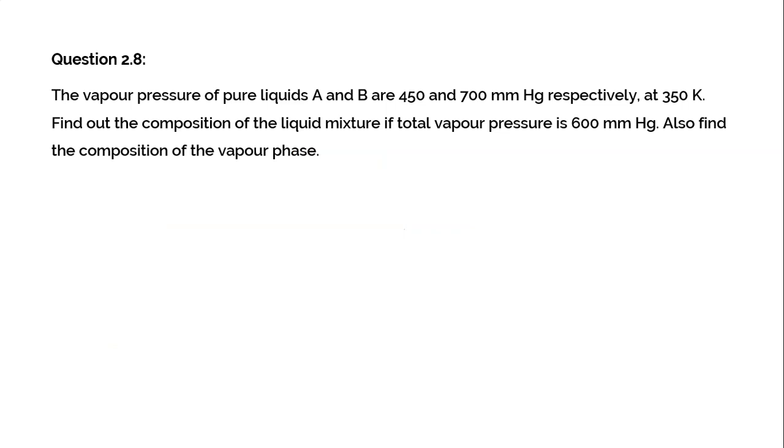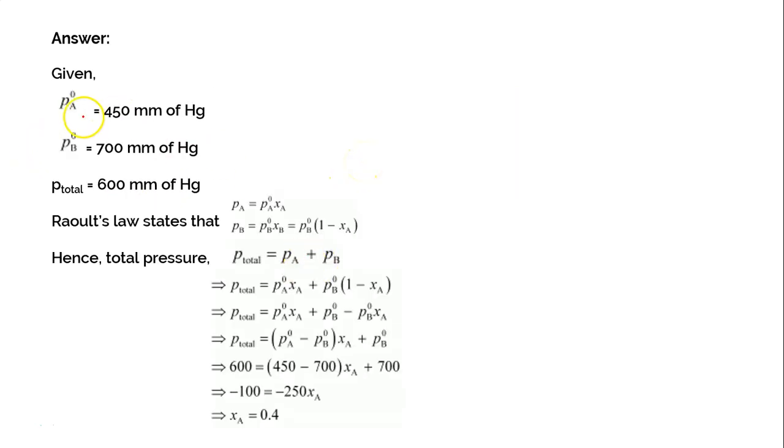So here you're talking about the vapor pressure of two pure liquids, 450 and 700 mm respectively, and the temperature is 350 Kelvin. Find out the composition of the liquid mixture if the total vapor pressure is 600 mm Hg. Also find out the composition of the vapor phase. So you have the pure solvent A's vapor pressure and pure solvent B's vapor pressure. And now when you have mixed them, there is some point where the total vapor pressure has become 600 mm.